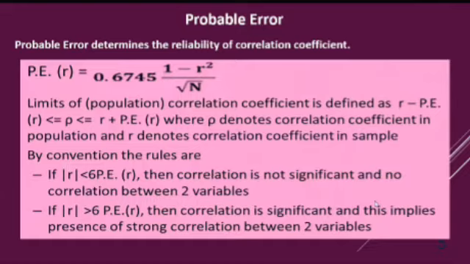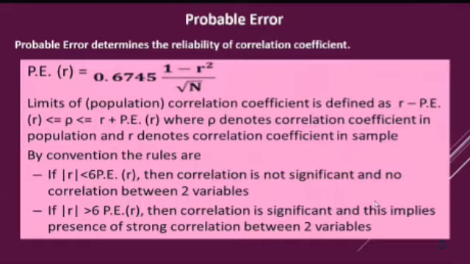For that, we need to calculate probable error. Probable error determines the reliability of correlation coefficient. It says whether there is significant relationship between the two variables or not. By finding the value of probable error, you can conclude about the population's relationship, whether in the population also X and Y are correlated or not. That is why you use probable error.